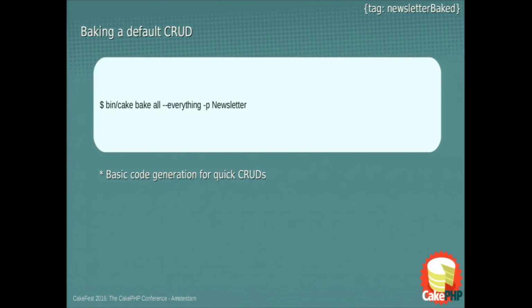So bin/cake bake plugin Newsletter. Already exists. Yeah, that I already did. You possibly need to delete it. So rm -rf, all this folder, all the Newsletter. Yeah, delete this one. No, that one. Everything. And now bake again.